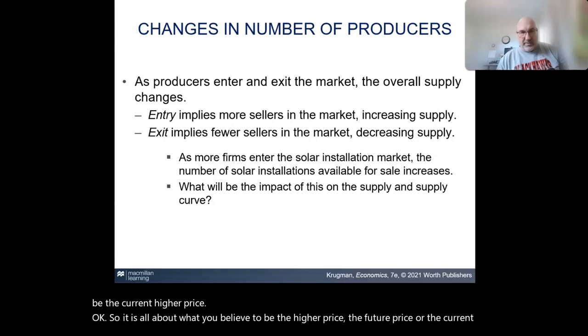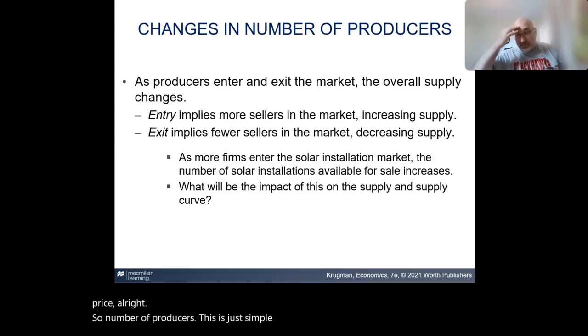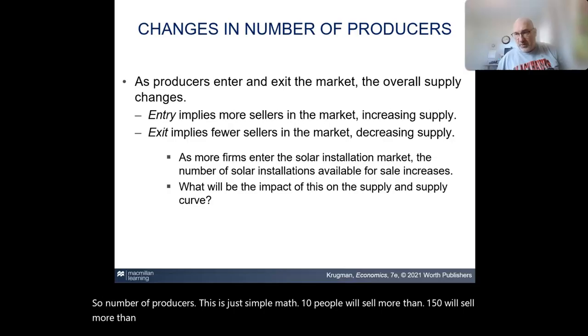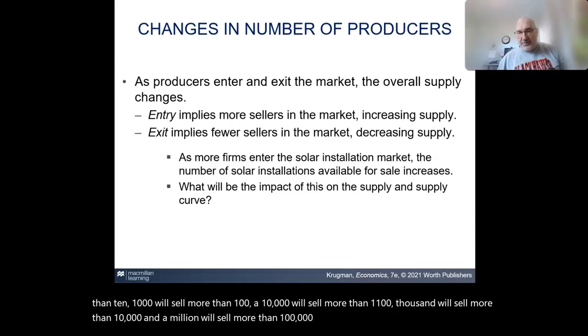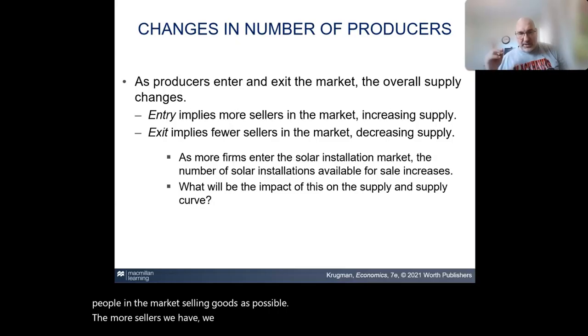All right. Number of producers, this is just simple math. 10 people will sell more than one, 50 will sell more than 10, 1,000 will sell more than 100, 10,000 will sell more than 1,000, 100,000 will sell more than 10,000, and a million will sell more than 100,000. You and I, as consumers, want as many people in the market selling goods as possible. The more sellers we have, we get two things: a higher quality good at a lower price. That's what we want.